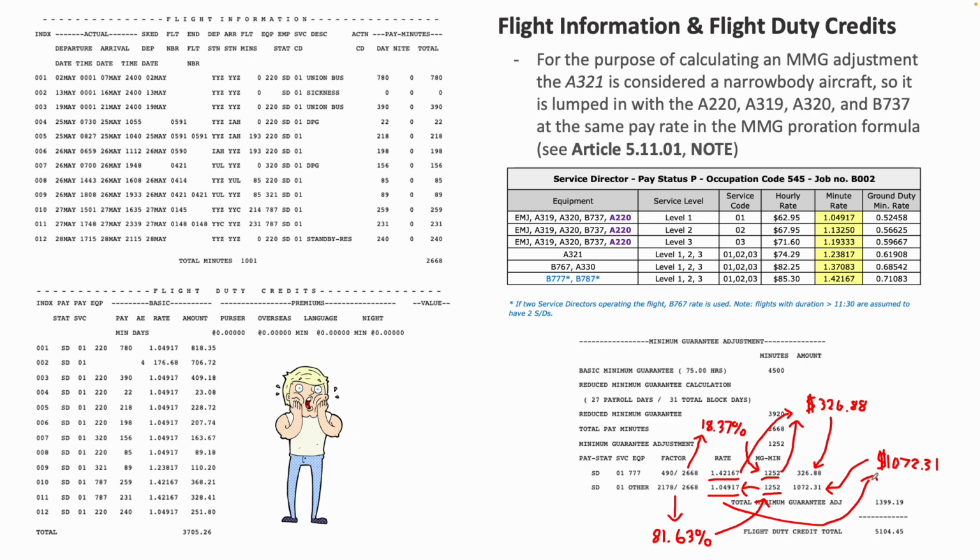When you take both of these numbers and add them together, you end up with $1,399.19. So in my case, my MMG adjustment was calculating correctly.